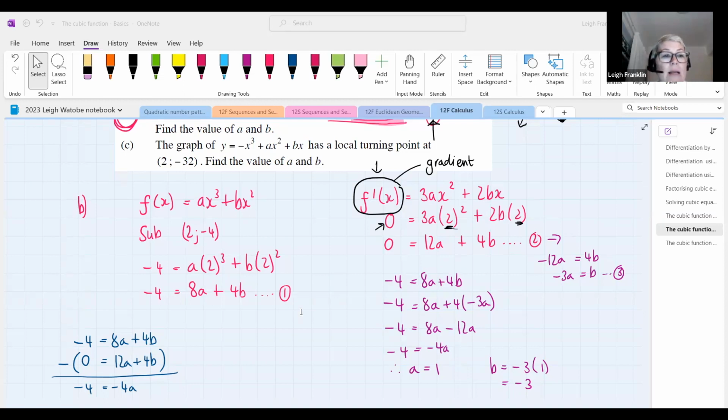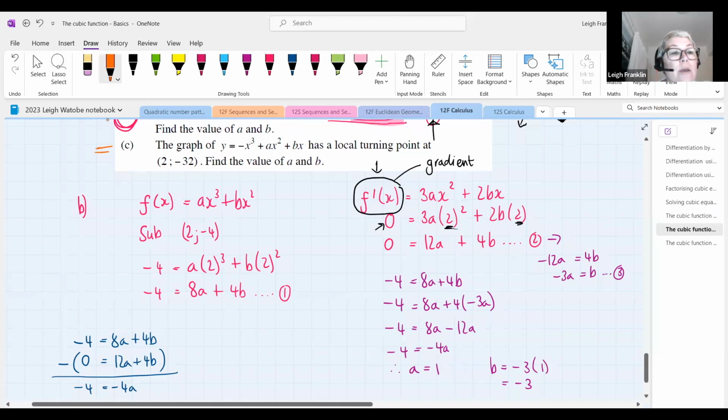All right, so guys, why don't you try C for homework? Okay, it's very similar to question B. It's only slightly more difficult. And again, you'll have to solve for A and B simultaneously. Okay.